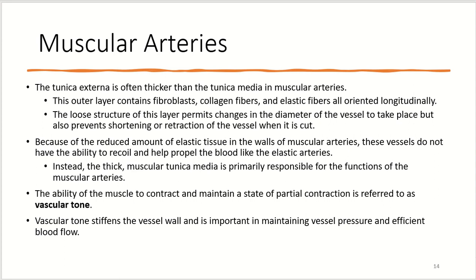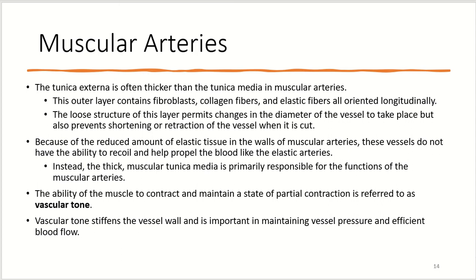So the tunica externa is often going to be thicker than the tunica media that's found in the muscular arteries. This outer layer is going to contain fibroblasts, collagen fibers, as well as elastic fibers that are all oriented longitudinally. The loose structure of this layer is what's going to ultimately permit these changes in diameter of these vessels. However, it's also going to prevent a shortening or a retraction of the vessel if it's cut, which is a good thing. If you were to accidentally nick this vessel, you'd hate to have to go digging up in there to retrieve it.